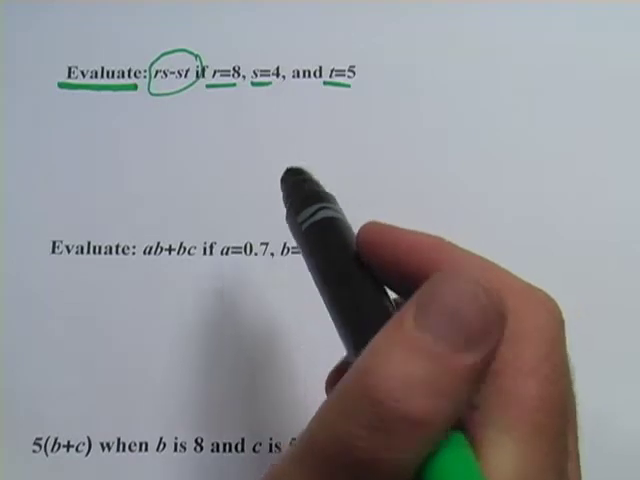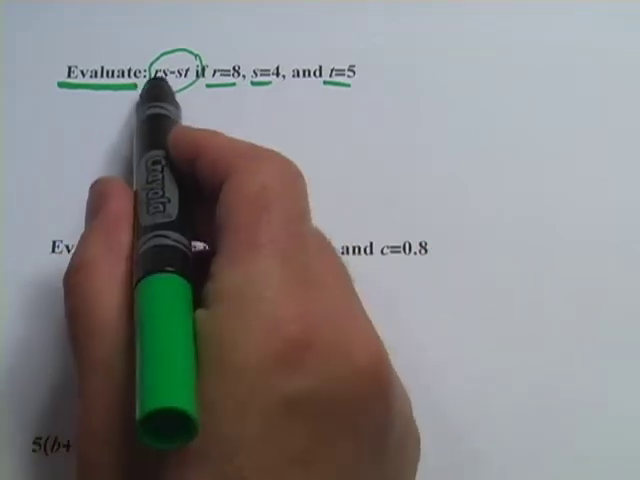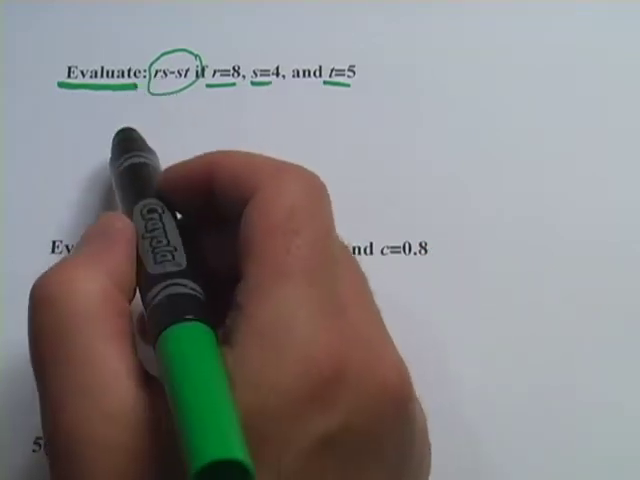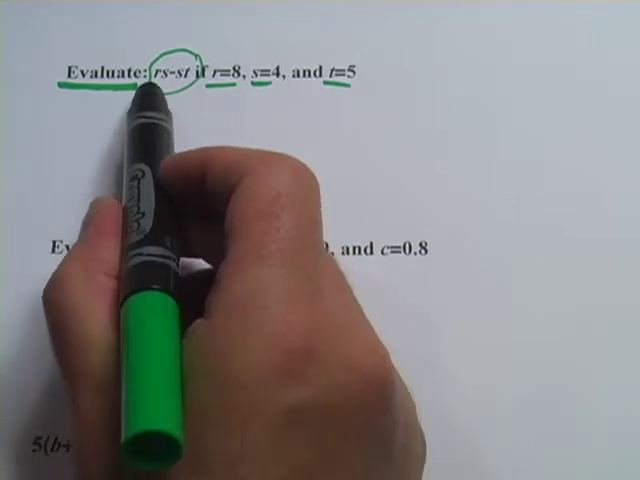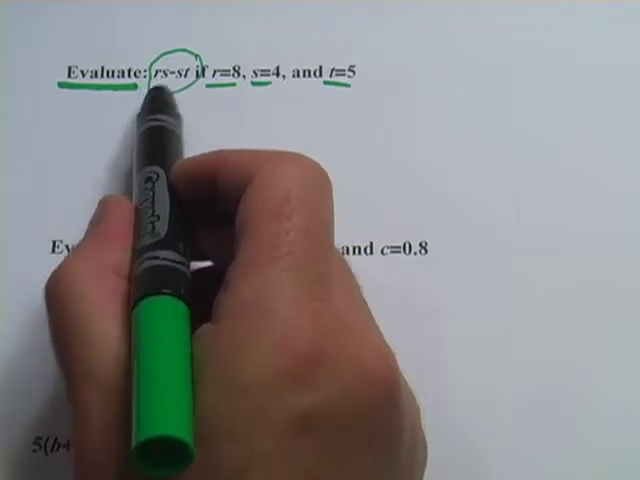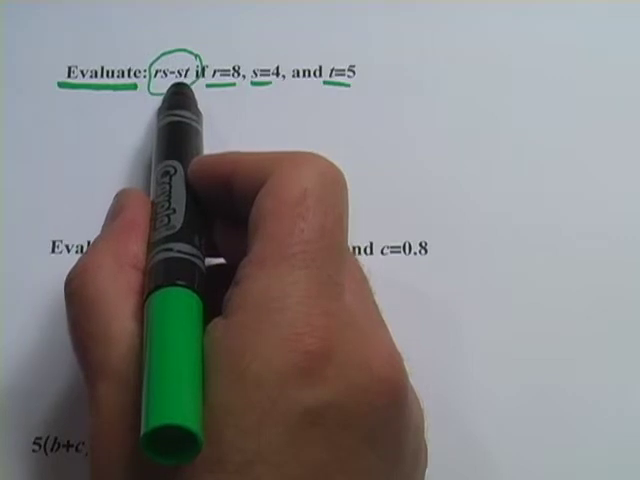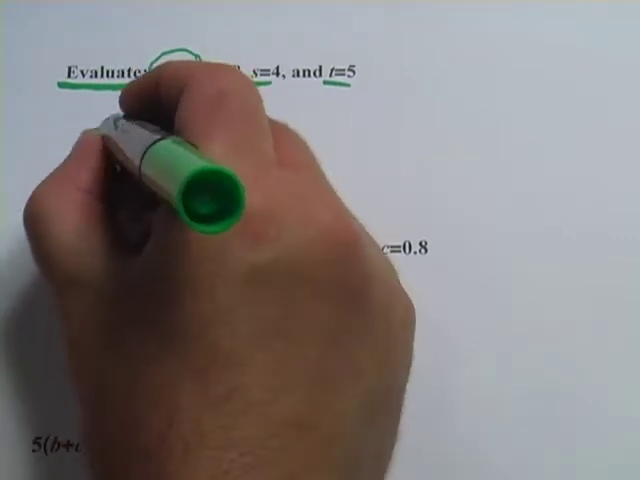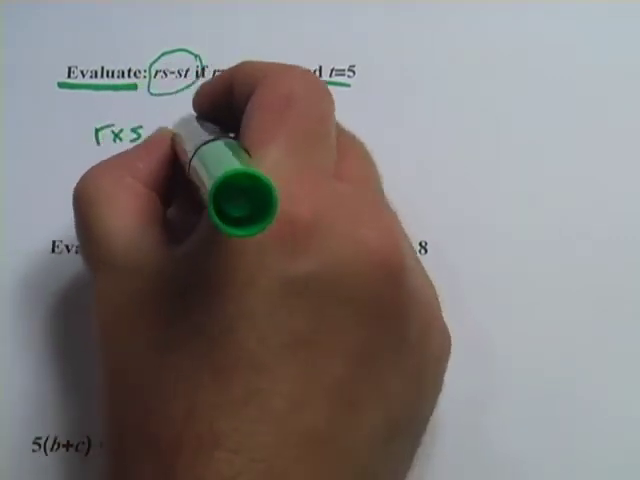A couple other things that you might not know that'll be helpful. When you have two letters that are right next to each other, that means they're multiplied. So in this case, it's r times s minus s times t. So I'm just going to write it out that way. R times s minus s times t.